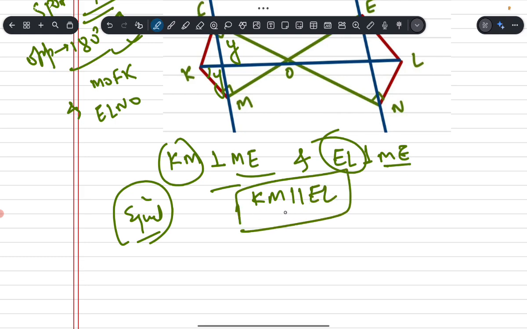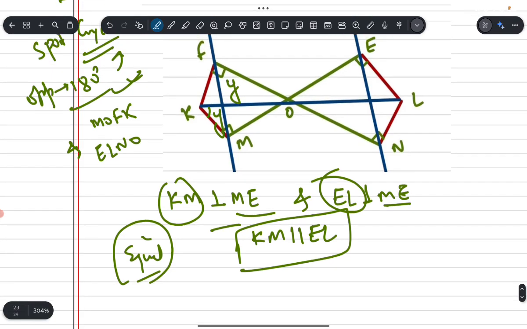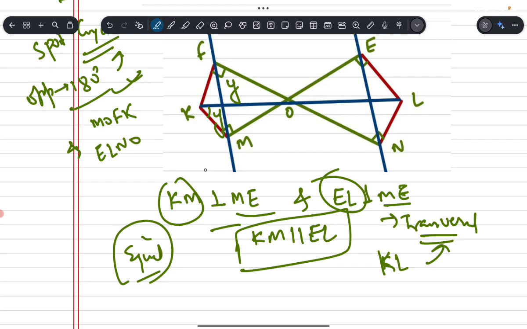Right. Now since they are parallel, now we have got parallel lines, we'll look for what? Transversal. What's the transversal here? Look at KL. KL is acting as what? A transversal. Right. And if you see, Y is one of the alternate interior angles. Which one's the other? This. So Y gets transferred here.